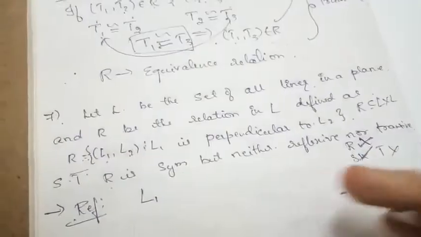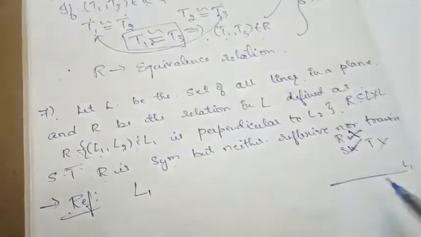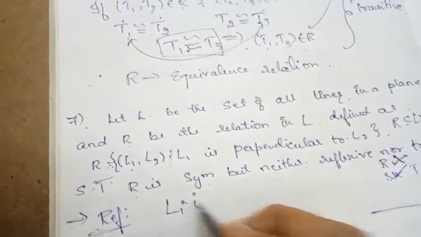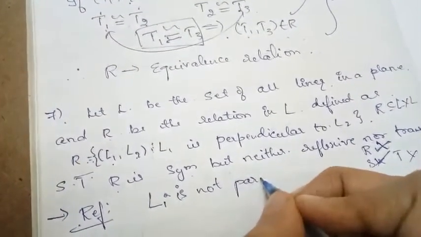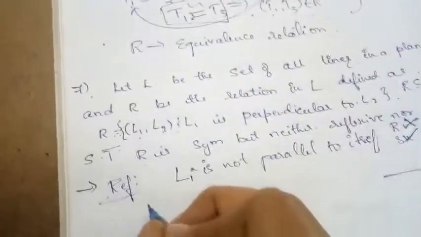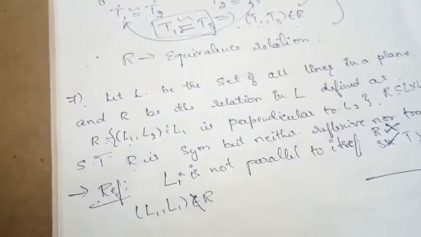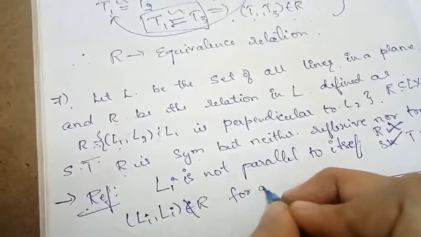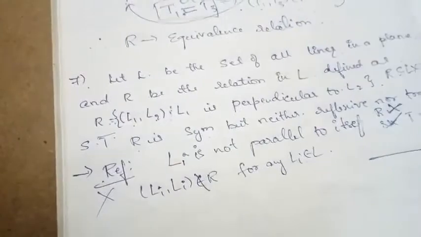If I need to say perpendicular, there must be another line. I can say L1 is parallel to itself, but I can't say L1 is perpendicular to itself. So what does that imply? (L1, L1) does not belong to the relation, that is, (Li, Li) does not belong to the relation for any Li belonging to L. So it is not a reflexive relation.